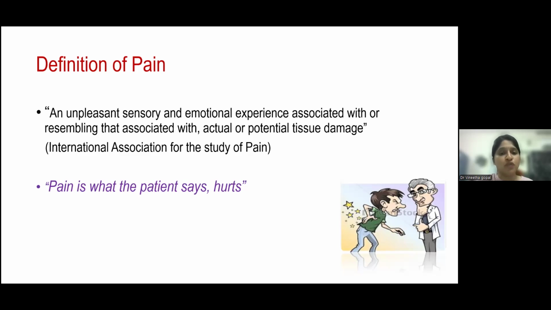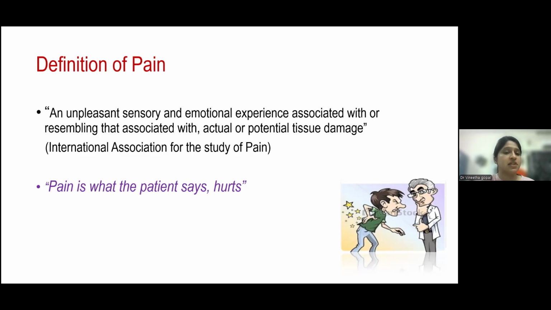So all of you are oncologists, and I know that you are dealing with patients who have the most difficult pain. If you can take only one message from this class, that would be this: believe your patient. Pain is what the patient says hurts. Rest everything you can forget. You can even switch off the laptop. But this one particular point, I want everyone to take, that pain is what the patient says hurts. So you have to believe your patient.